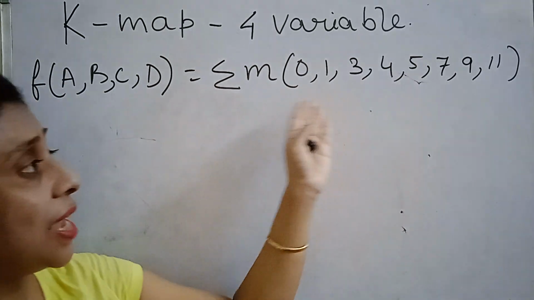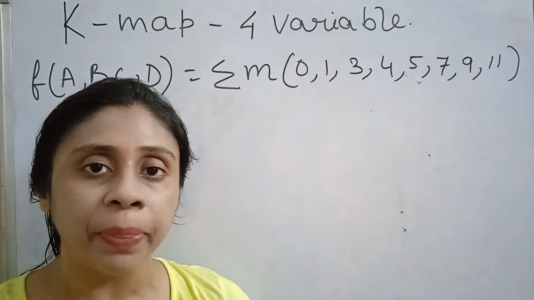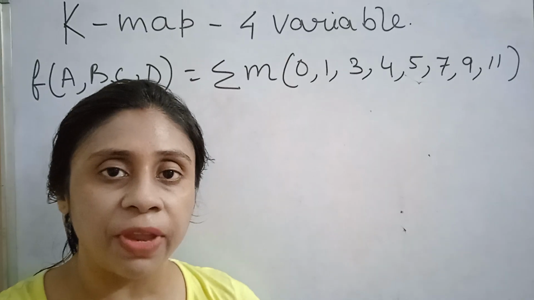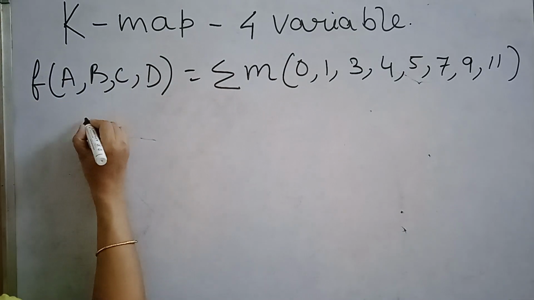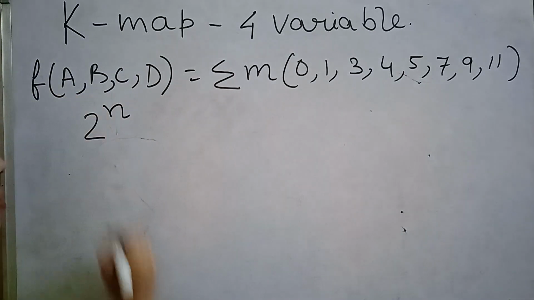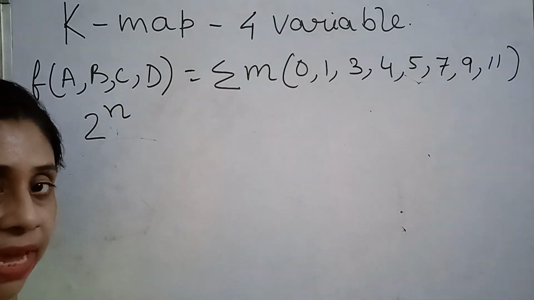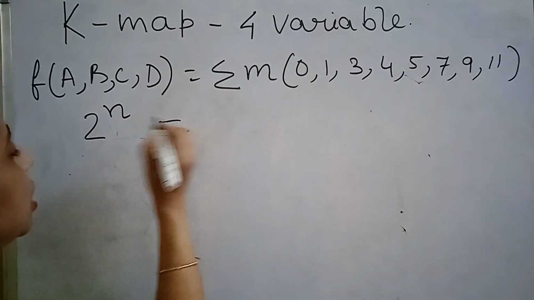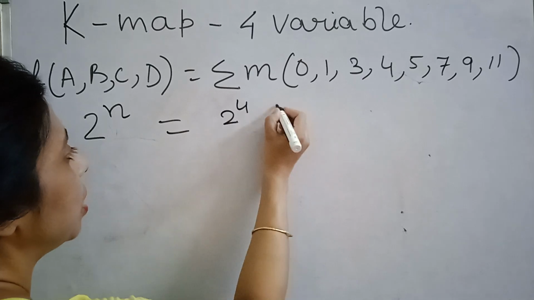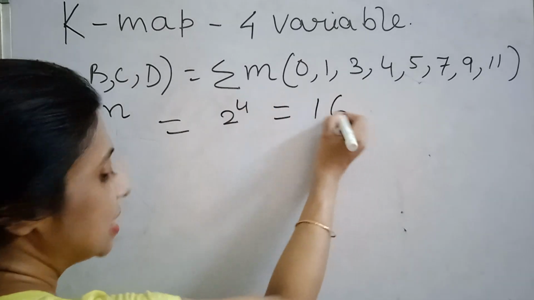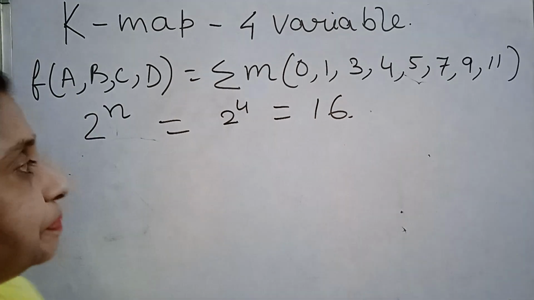Now, as there are 4 variables, how many boxes will the Kmap have? The number of boxes is 2 to the power number of variables, where small n is the number of variables. In this case, as there are 4 variables, the number of boxes is 2 to the power of 4, which is equal to 16. So 16 boxes will be there in this Kmap.